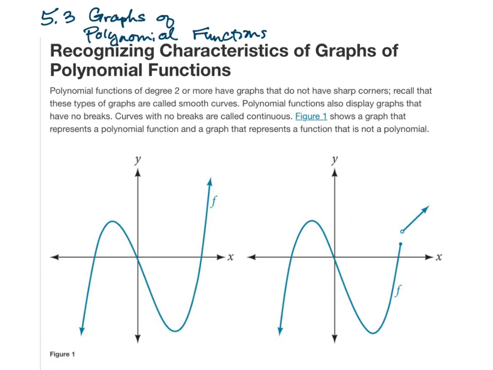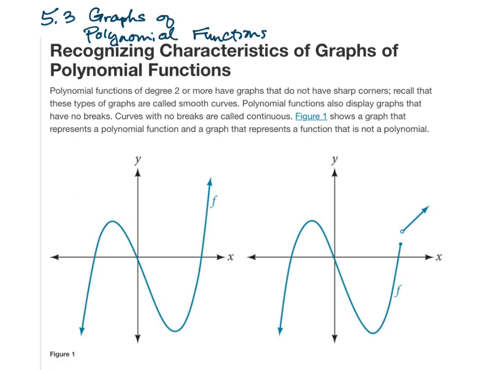We also learned in section 5.2 about odd degree. They have opposite directions, right? If it's positive, they're going to go down on the left and up on the right. If it's negative, it's going to switch: up on the left, down on the right, right?